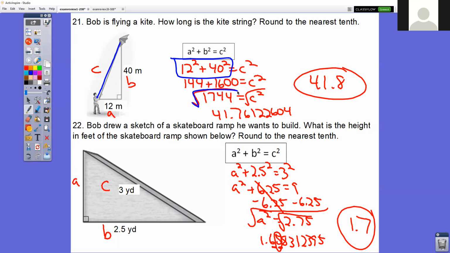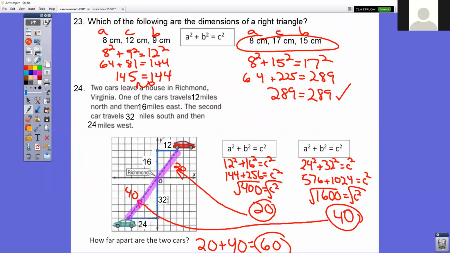In 22, we're solving for either the A or the B side, depending on how you set it up. So we have a squared plus 2.5 squared equals 3 squared. This side has to be your C side, the 3, because that's the slanted side. So when we're solving for A or B, we need to get that A or B all by itself. After you square the numbers, we need to subtract them. When we're solving for C, like in 21, we add them. When we're solving for A or B, we subtract them. So we get 2.75, take the square root of 2.75, round to the nearest tenth, you get 1.7.